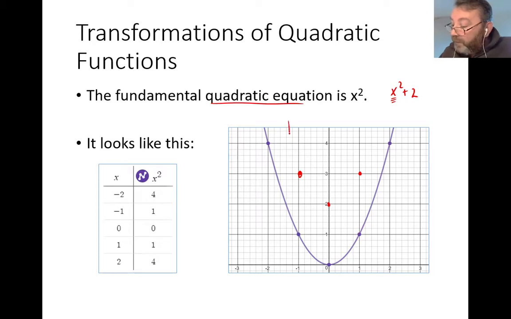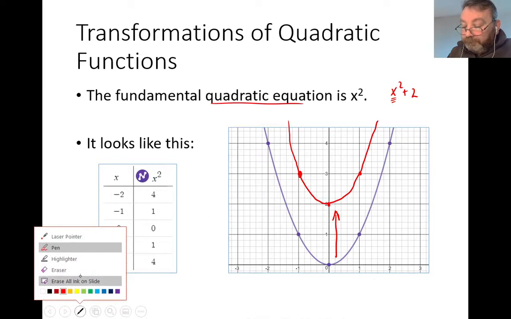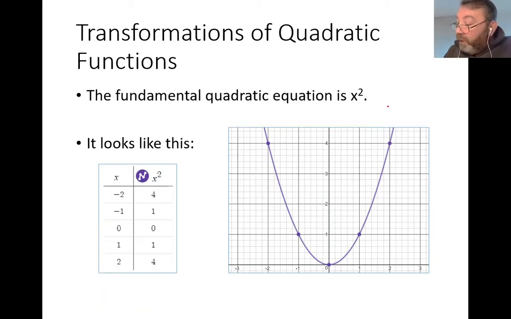So you now get a graph that looks like that. And notice it's 2 units up along the y-axis. And finally, I could also just take the x squared and turn it into x minus 3 to be squared. Now let's think about that. X minus 3 to be squared.